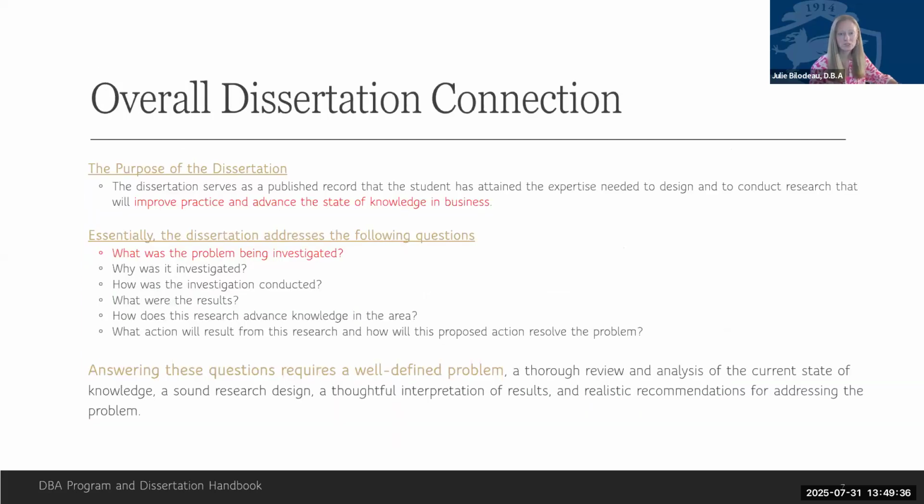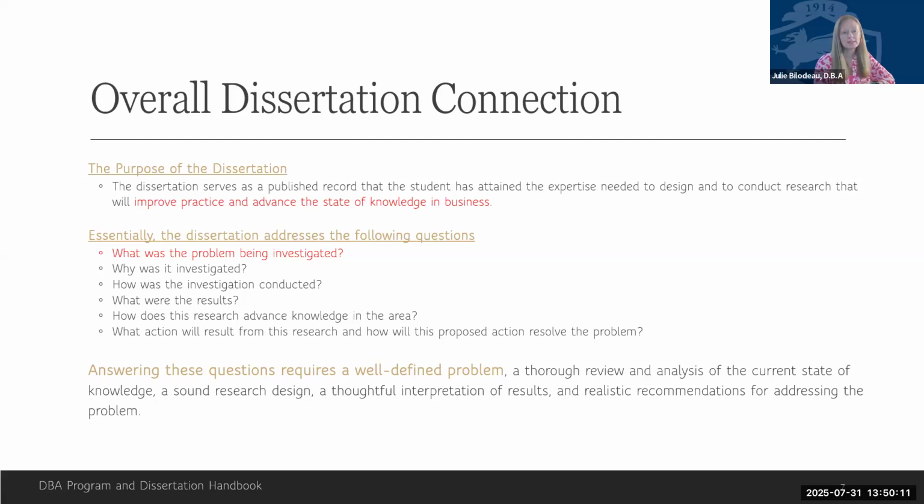All right, overall dissertation connection. So again, pulling it back to what you see in the handbook. And the purpose of the dissertation, you can read it there, but the last piece of this, improve practice and advance the state of knowledge in business. That is the ultimate goal of why you are here and what your dissertation will do, right? So in order to get there and eventually improve practice with an advanced state of knowledge in business, there are a lot of steps between here and there, right?